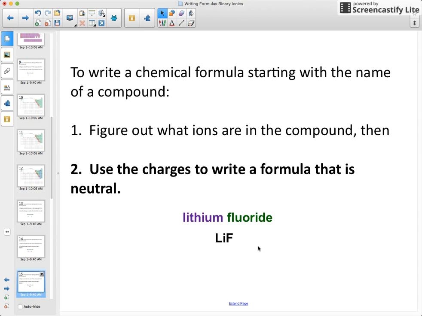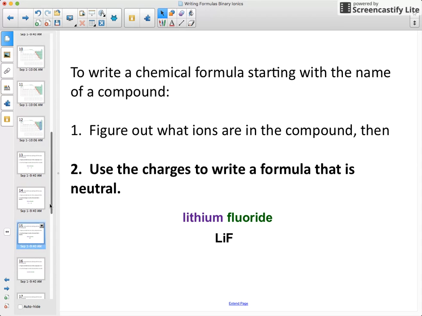What have we done? We started with the name lithium fluoride. We figured out what ions are in this compound. And we know it's an ionic compound because lithium's a metal and fluorine's a non-metal. And once we knew the ions, we can combine those ions to write a formula with a net charge of 0. And notice that the formula does not have any plus or minus signs in it. The formula doesn't have any plus or minus signs in it because the compound is neutral. There are no excess plus or minus signs.